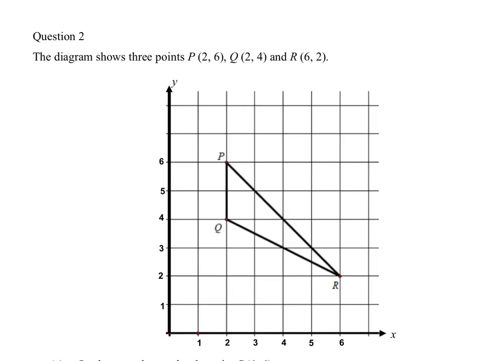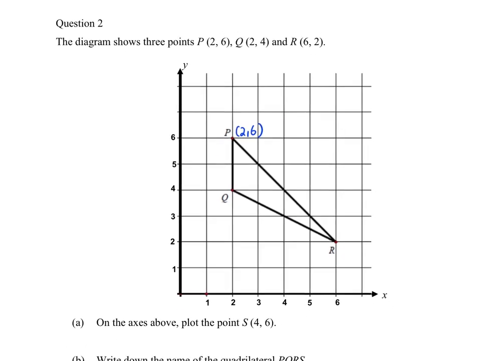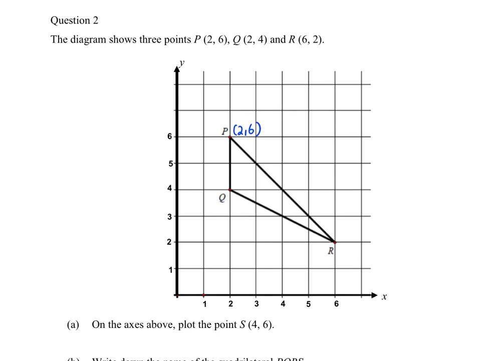Question number 2, the diagram shows 3 points. P is the point (2, 6). Q is the point (2, 4). And R is the point (6, 2). Okay, on the axes above, plot the point (4, 6). So the x coordinate is 4, the y coordinate is 6. So this will be the point (4, 6).